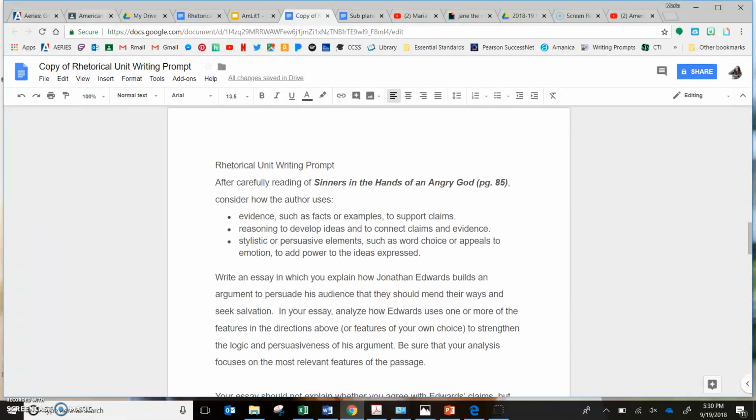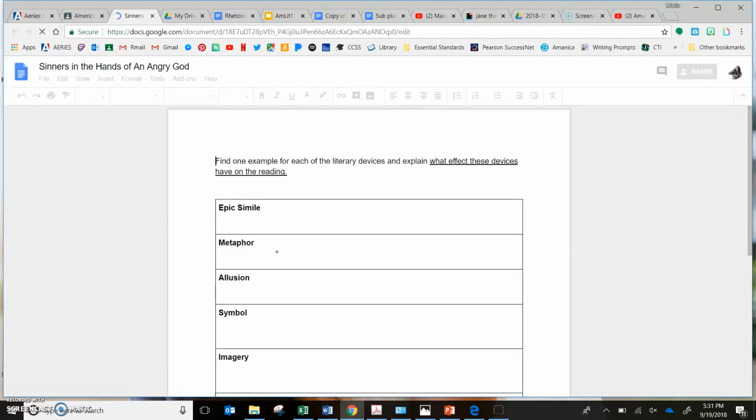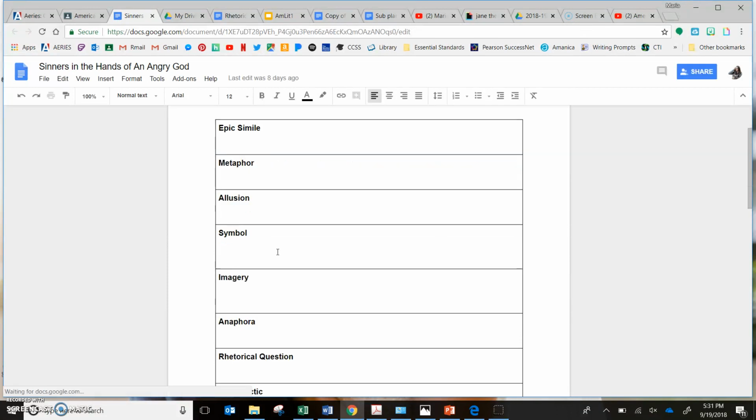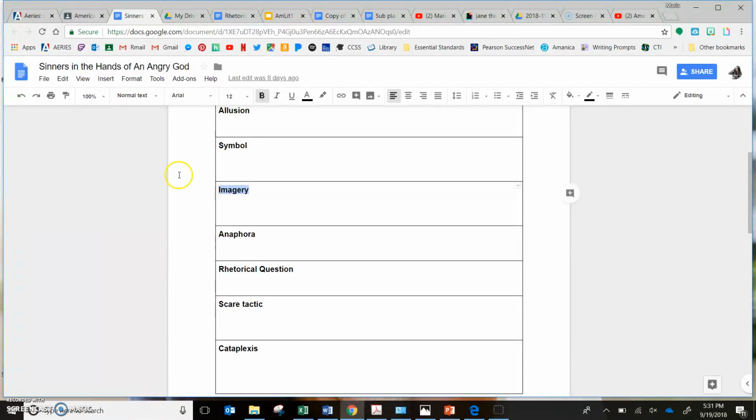For that one, if you remember, you should have done this assignment here. You have all sorts of stylistic elements such as imagery, anaphora, symbol, allusion, etc. You have all these quotes. Now you just have to put them together and tell me how this makes him persuasive. How do you think the symbol of God's hands or the angry pit of fire is actually persuading his followers, his people in his congregation, to be good human beings so that they don't end up burning in hell forever?